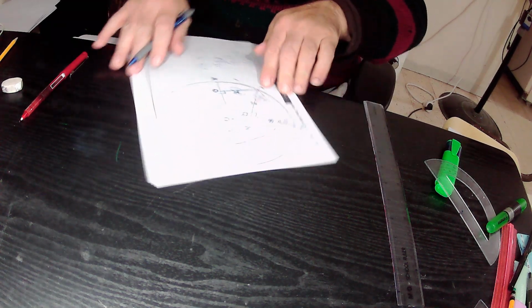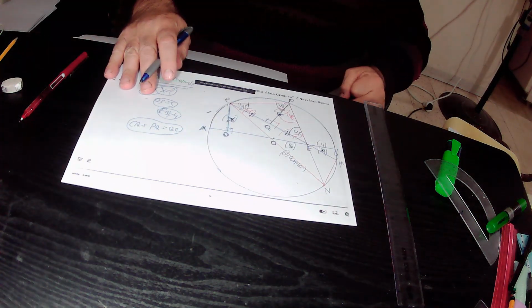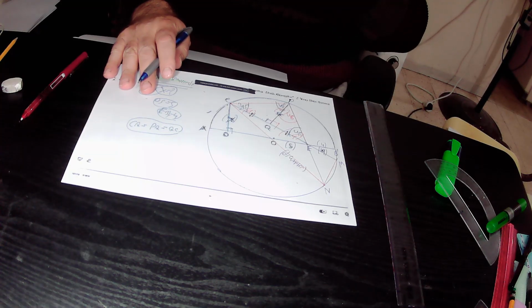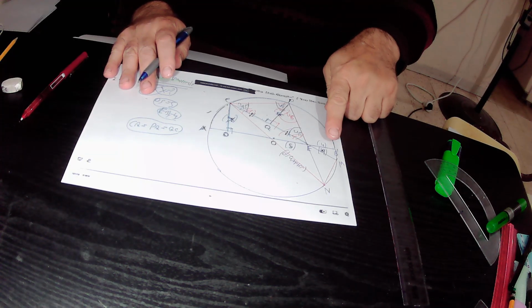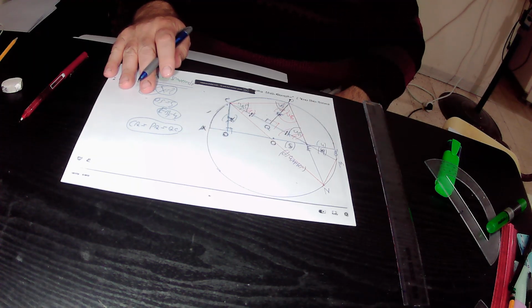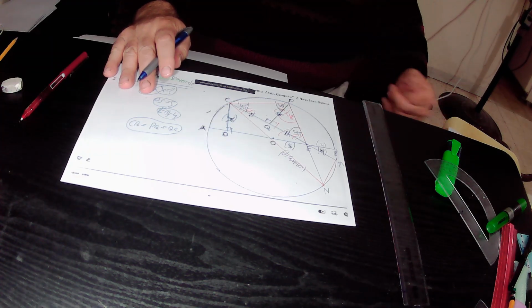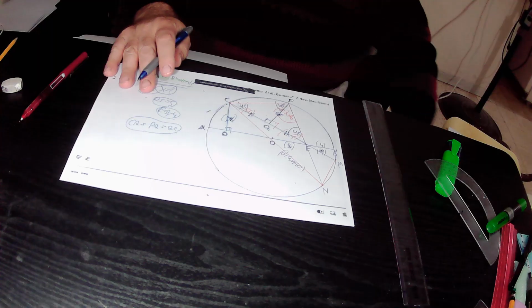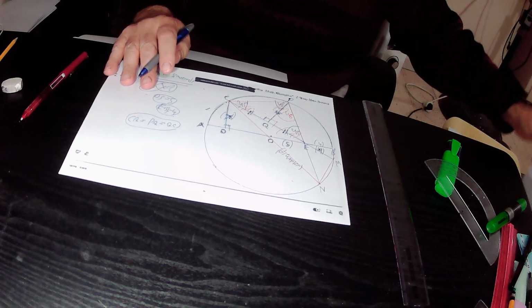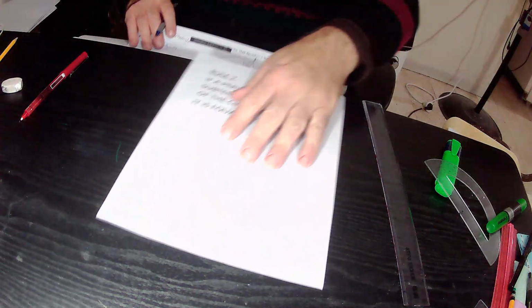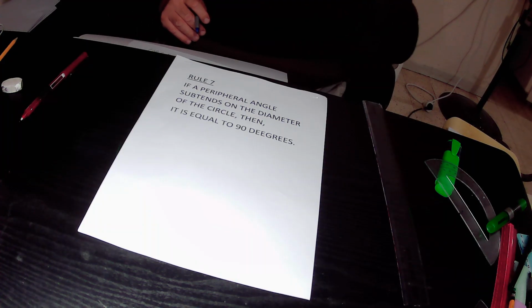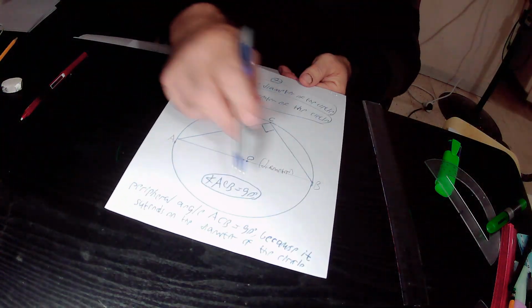In the next step, we implement the converse rule of rule 5 on this peripheral angle CMN. Let me quickly repeat rule 7. Rule 7 is the converse rule of rule 5. According to rule 7, if a peripheral angle subtends on the diameter of the circle, then it is equal to 90 degrees in size.